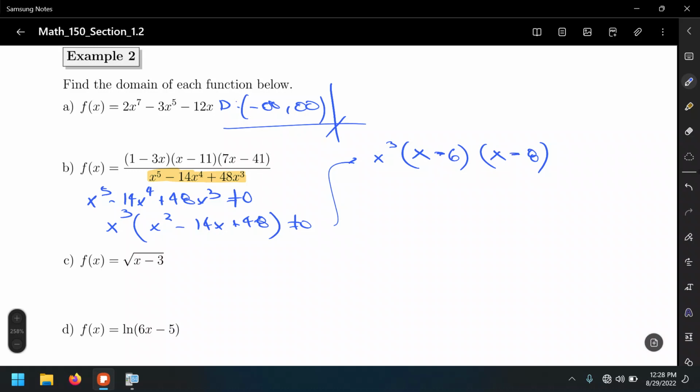Alright? And still, negative 6 times negative 8 is still positive 48. We don't want these values to be 0. That means x cannot be 0, x cannot be 6, and x cannot be 8. Those are the numbers that when you plug into that function, the denominator is 0, the function is undefined. And of course, there are several ways to represent this result, and we're going to use all of them.